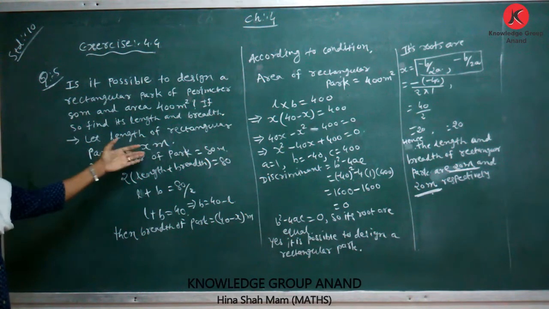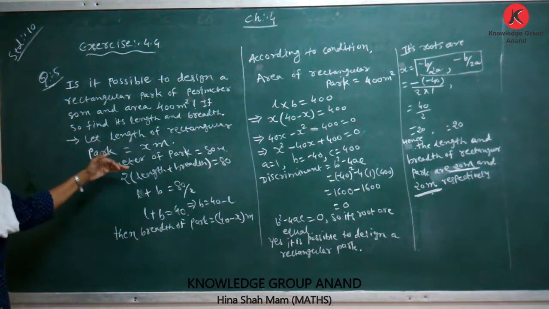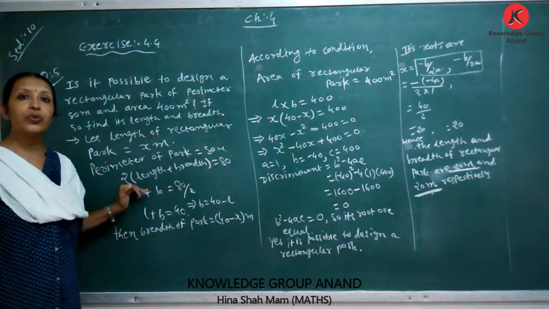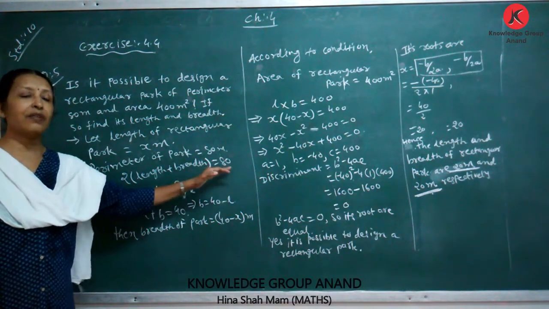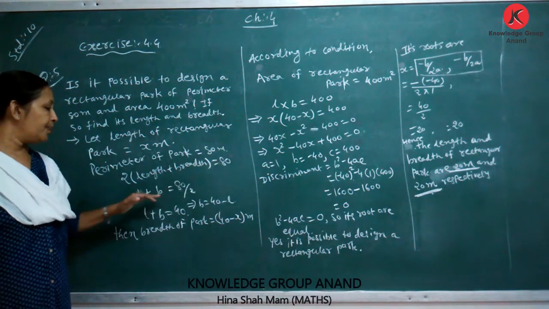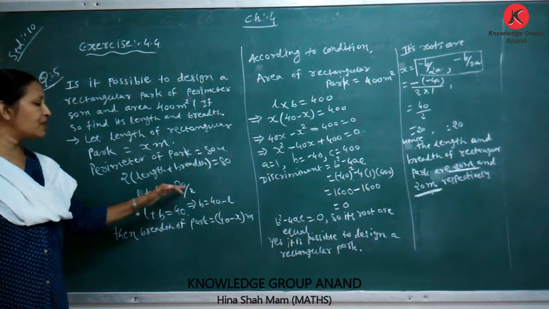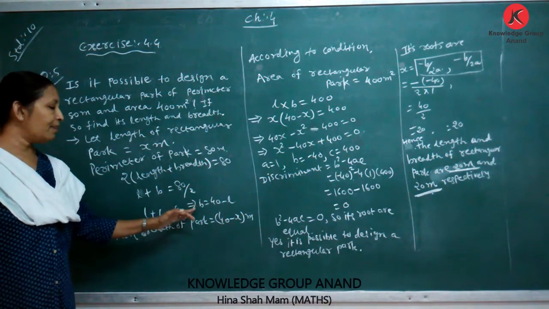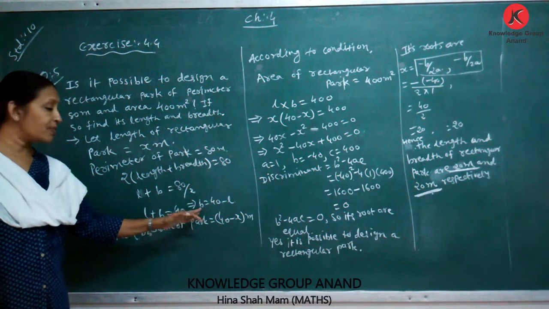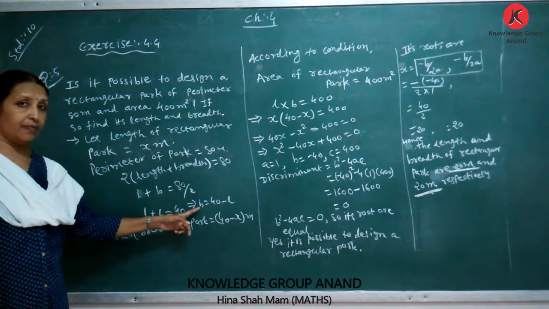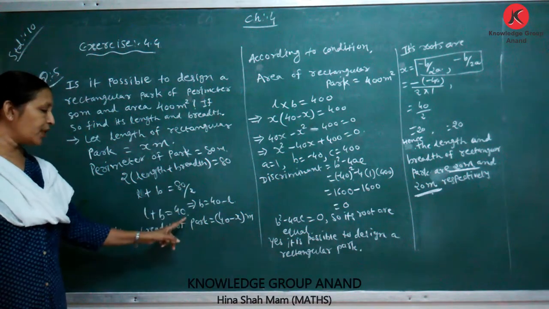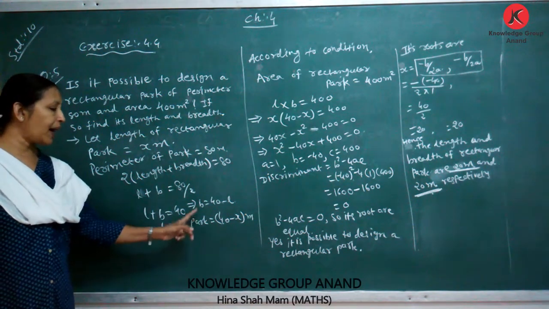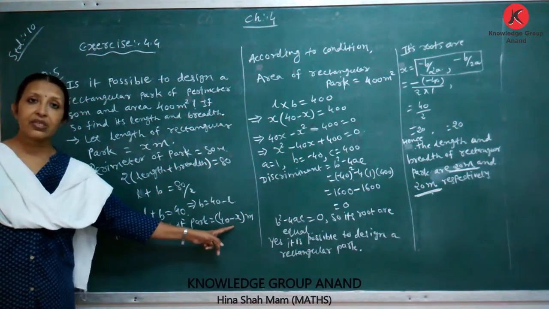Let the length of the rectangular path be equal to x. Its perimeter, using the perimeter formula of a rectangle, 2 into (length plus breadth), is equal to 80. Therefore, L plus B is equal to 80 by 2, so L plus B is equal to 40. Then we want B: B is equal to 40 minus x, that is 40 minus L. Then the breadth of the path is equal to 40 minus x.